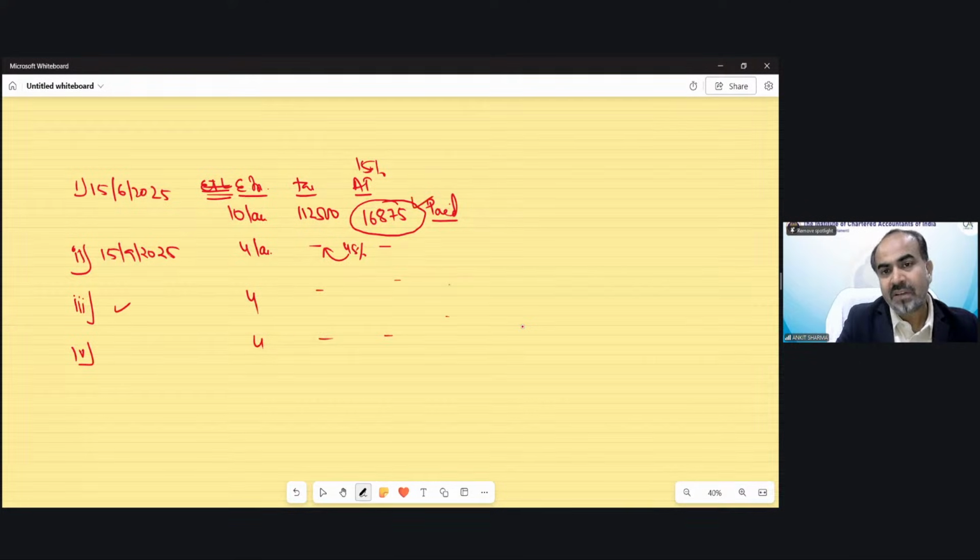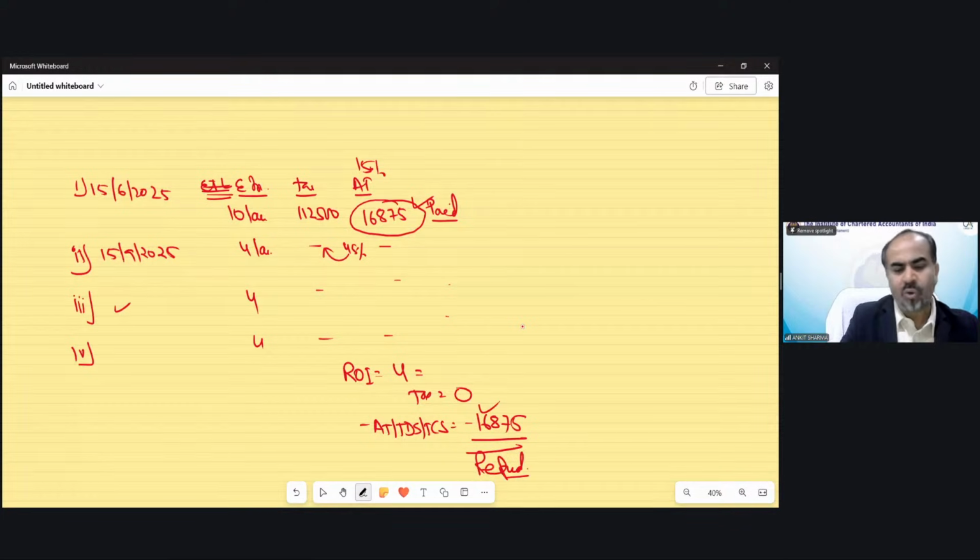So he has paid 16875 at the time of filing of his return of income. His final income is 4 lakh rupees. So the tax liability would be zero. Whatever you have paid as advance tax or TDS or TCS, you can claim at the time of filing of return. So whatever he has paid, he can claim it as a refund as we do in case of TDS also. Clear?